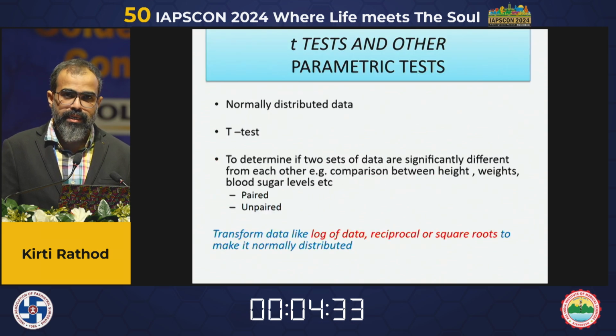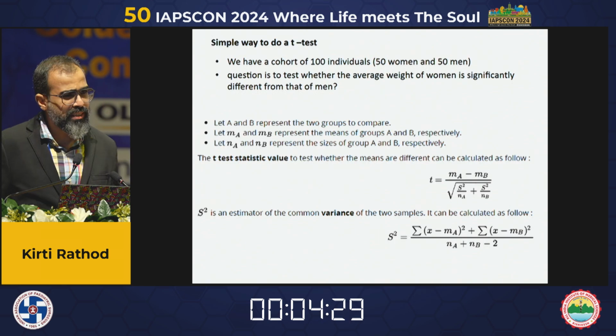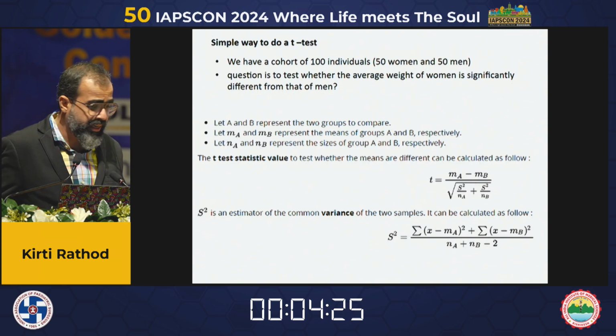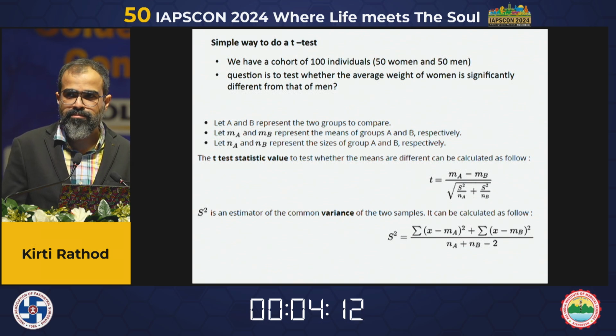T-test, we know t-test is for comparison of means. It is paired or unpaired. I'm going to show you a very simple way of doing a t-test. Suppose you have 100 individuals, you divide them into groups of 50 men and 50 women. You are trying to see the average height comparison between men and women. This is a very easy formula. You can put it in and do the calculations. Very easy, right?